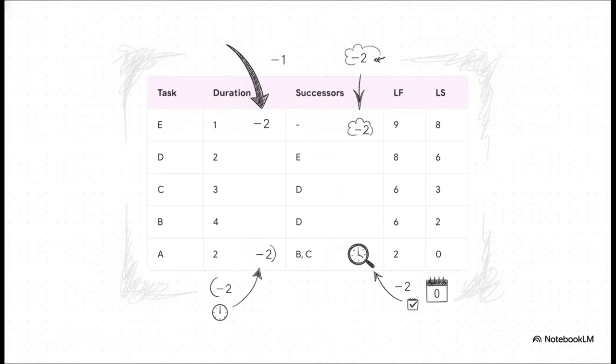Task E finishes at 9, minus its 1-day duration gives it a late start of 8. Task D feeds into E, so it has to finish by 8, minus its 2-day duration gives it a late start of 6. Now task D is the successor to both B and C, so both B and C inherit a late finish of 6. Task B's late start becomes 2, while task C's late start becomes 3. Task A feeds into B and C. We take the minimum of their late starts, which is 2, so A must finish by 2, minus its 2-day duration means it must start at day 0. Boom. The math works out perfectly.